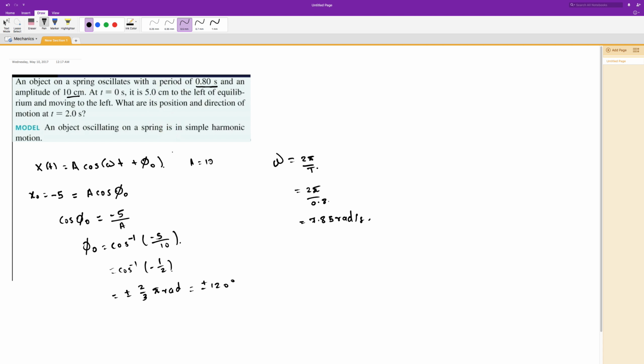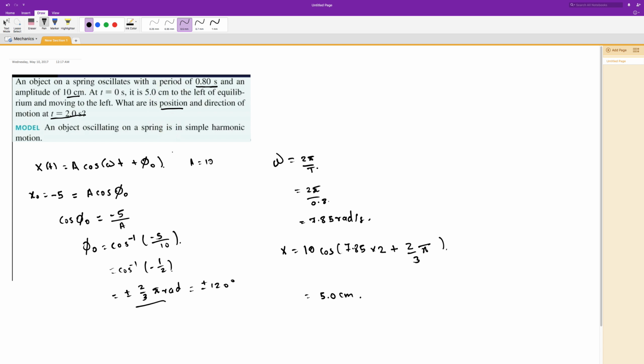We can now substitute these values in this equation and find the position. We have A right here that is provided, that's 10, so we can substitute that one right here. Then cos of omega equal to 7.85 radians per second, and they are asking the question when t is equal to 2 seconds, so we have to substitute that for t. So this is going to be 2 plus, we found out that the phase constant phi is equal to 2 over 3 pi. If I substitute all the values and solve this, it comes out to be 5 centimeter. So we have found the position.